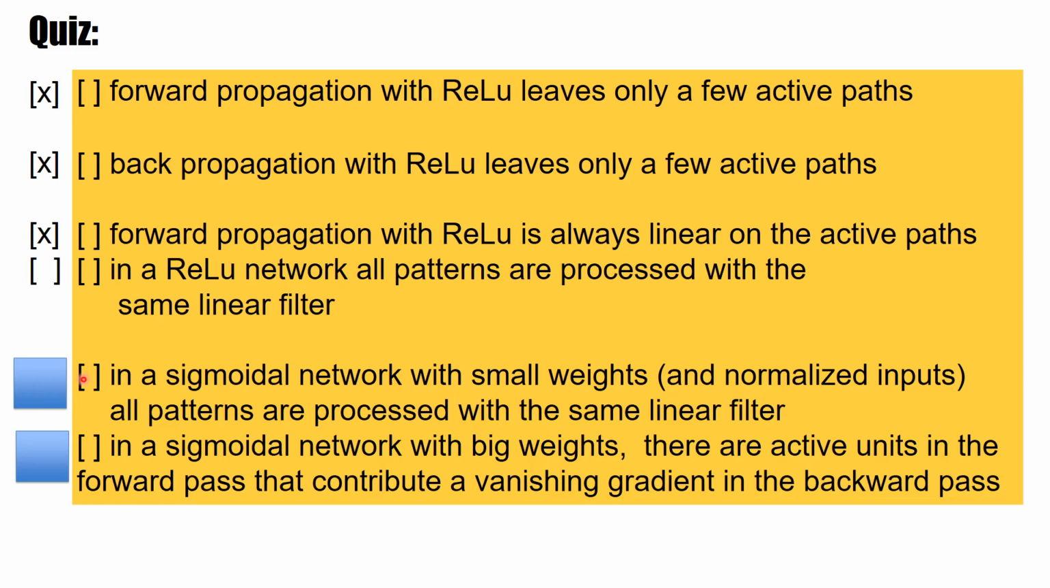Next claim. Let's now turn to sigmoidal units. In a network with sigmoidal units with small weights and normalized inputs, all patterns are processed with the same linear filter. And yes, this is true. They are all processed with the same linear filter. This is the linearity problem. In a sigmoidal network with big weights, there are active units in the forward path that contribute a vanishing gradient in the backward path. And yes, this is also true. So again, second point for the ReLU, because in the ReLU the forward pass and the backward pass identify active units that contribute equally on both passes.